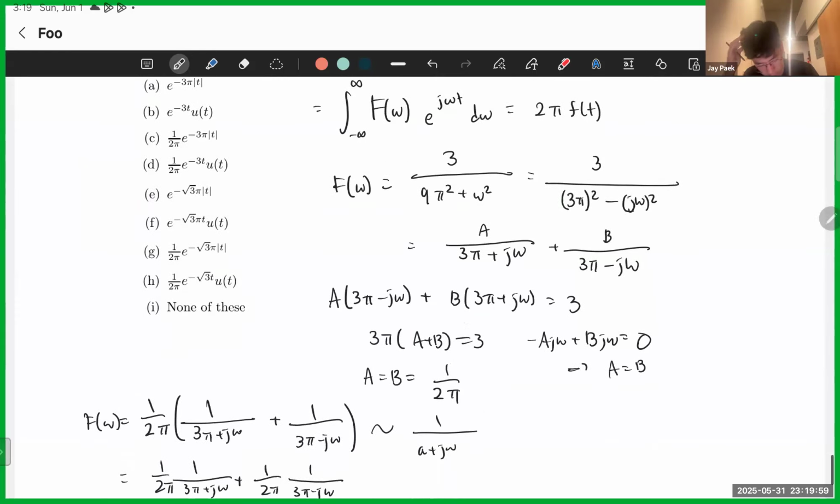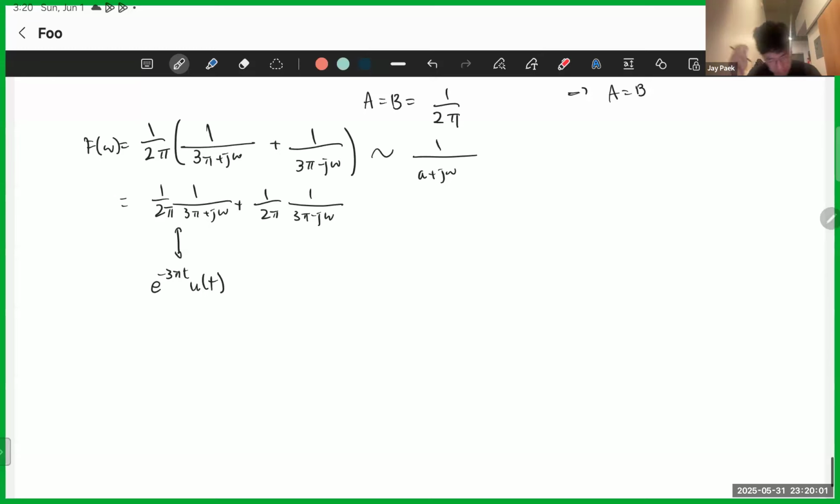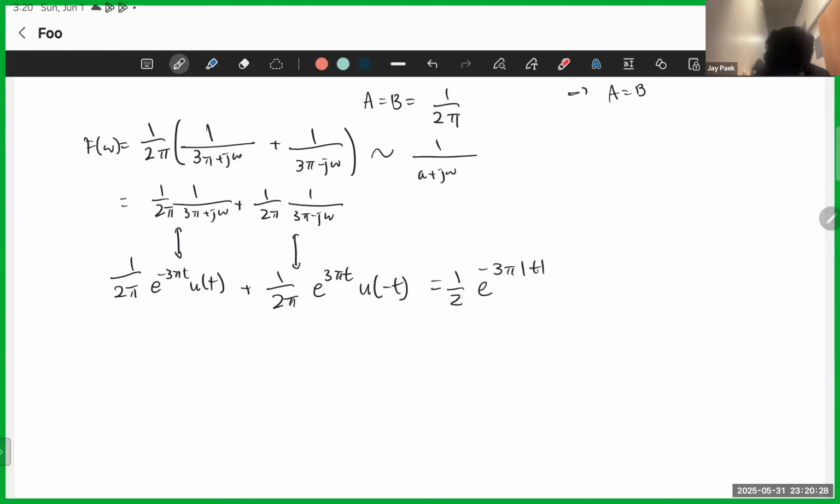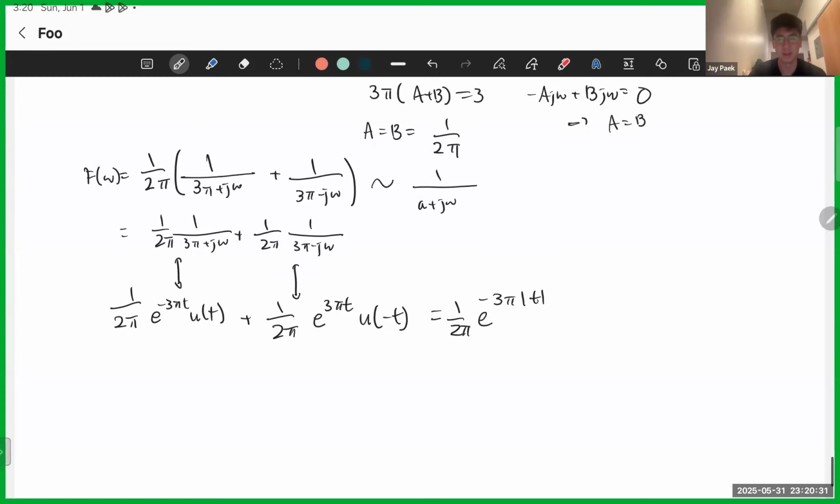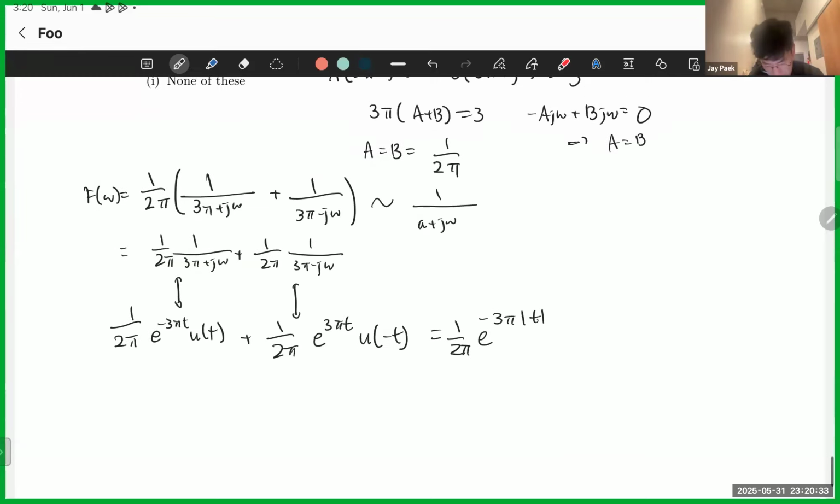Okay. So I'm fine. I'm doing fine so far. This has that. And then this has a Fourier transform of 1/2 pi e to the positive 3 pi t u of negative t. And combining these two, we realize that this is literally just e to the negative 3 pi of absolute value of t. Perfect. Isn't that nice? That feels nice.